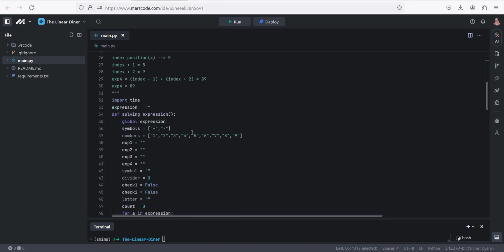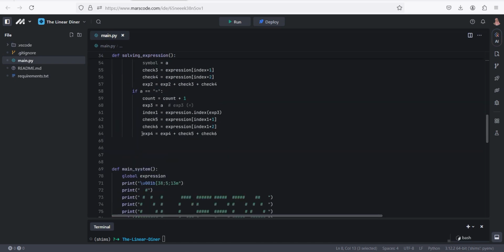So we can combine them together and assign them to this expression 4, which is our string joiner, as you can see happening here. So it will be, again, check 5 + check 6. So that will just give us the digit. Now, once all of this is done, we can go into printing out the expressions so that the user can see.